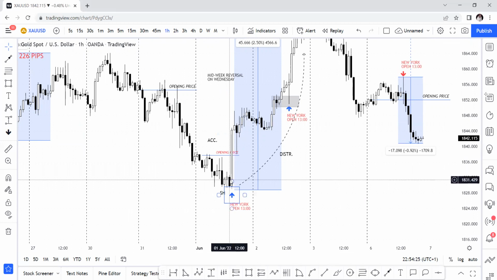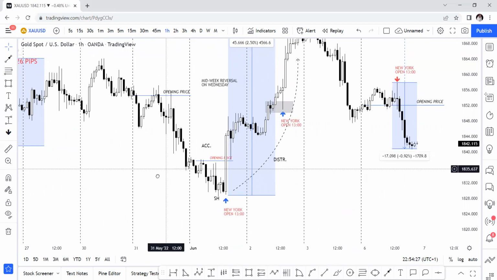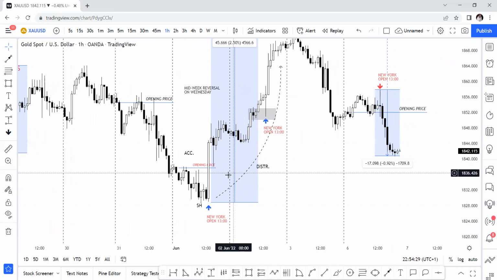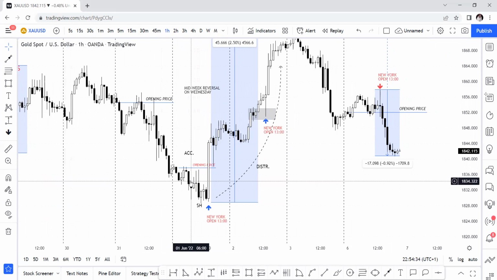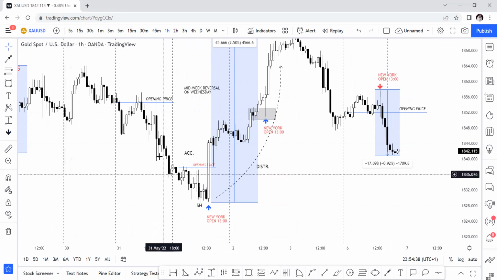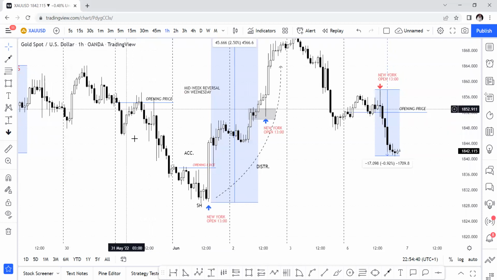Now this is on the 1st of June. When is the 1st of June? You see this stop, where price raided the low of Tuesday. Price has been coming down.